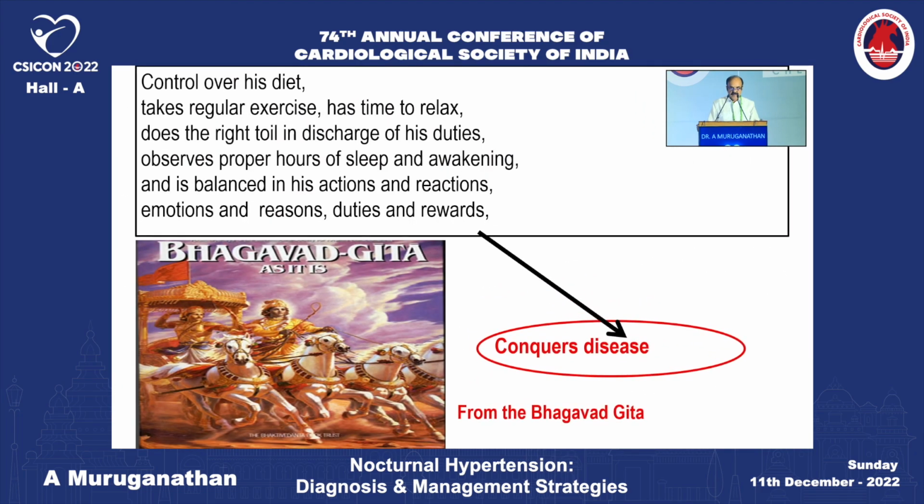So ladies and gentlemen, I think Dr. Sokalingam is going to talk about mind and heart. One who has a controlled diet, takes regular exercise, has time to relax, does the right toil and discharge of his duties, observes proper hours of sleep and awakening, and is balanced in his actions and reactions, emotions and reactions, duties and rewards, conquers his disease, says the Bhagavad Gita.